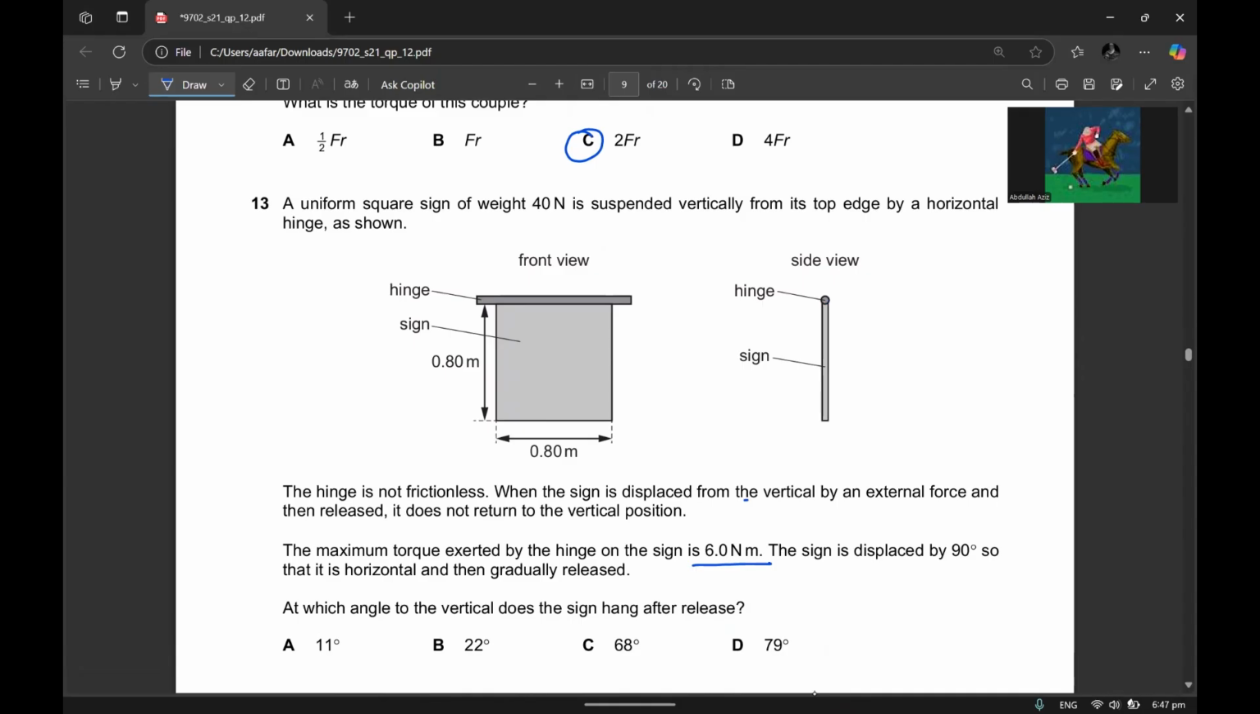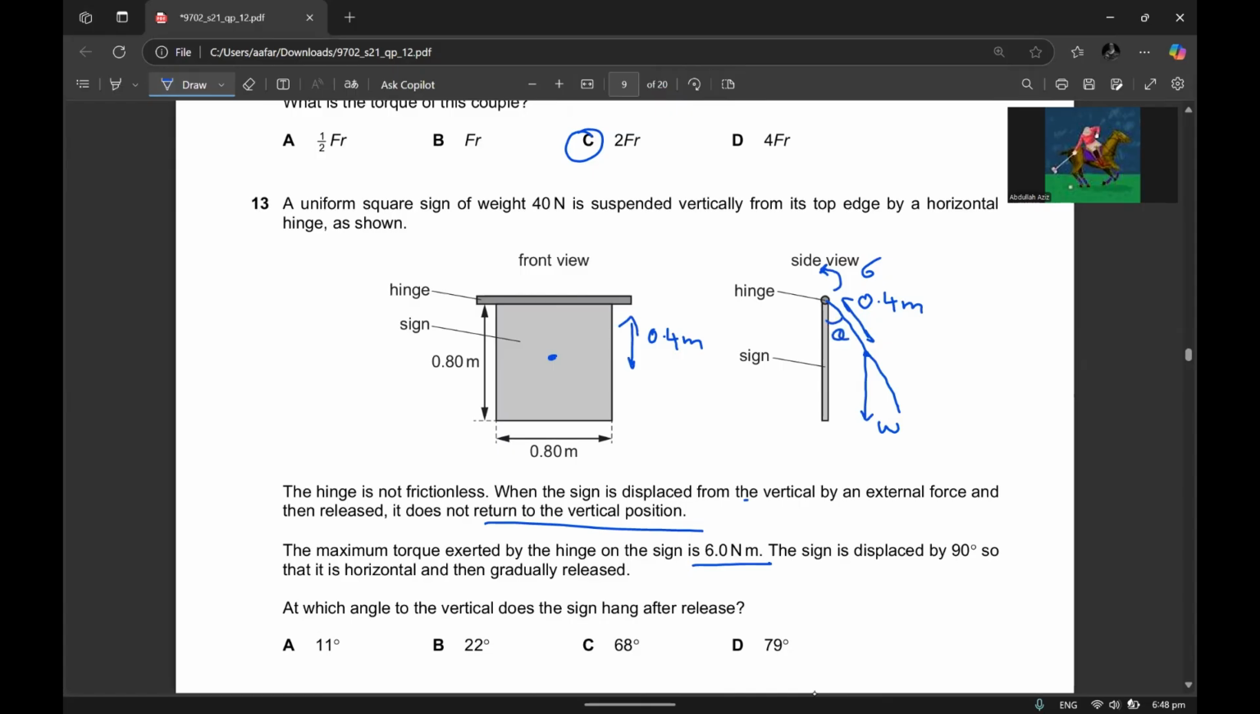So it will not come to the vertical position in return since there is friction. So let's say the sign hangs over here. Its weight, 40 Newton, acts over here, at a distance of 0.4 meter from the hinge. That means this distance is 0.4 meter. And we know that the anti-clockwise moment, since we're supposing that it's coming down in a clockwise direction, is 6. So what we need is to find this angle, right?